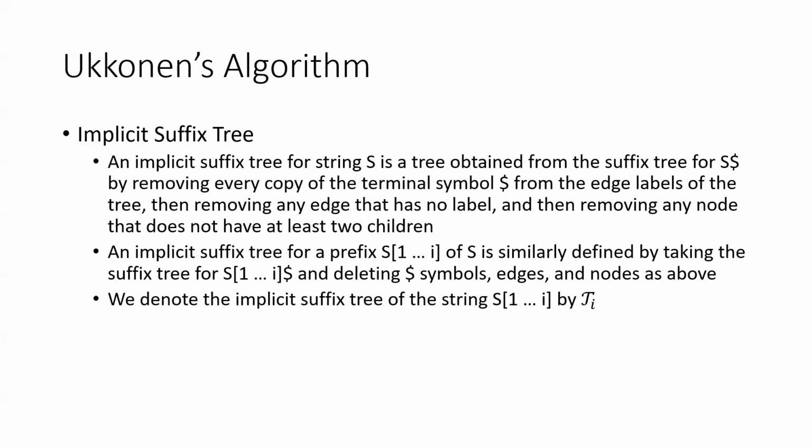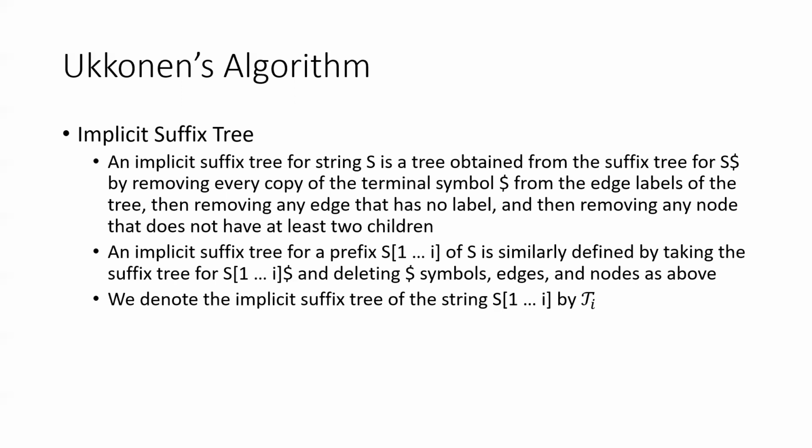When we strip the $, we're going to have some edges with no labels. The next thing we do is take away all the edges that have no labels. What that does is cause some nodes to have fewer children. The last step for building an implicit suffix tree is that if a node does not have at least 2 children, then we throw away that node. And then we have our implicit suffix tree. The implicit suffix tree for a prefix of S is defined in the exact same way. You follow the exact same steps and you get an implicit suffix tree for a prefix.